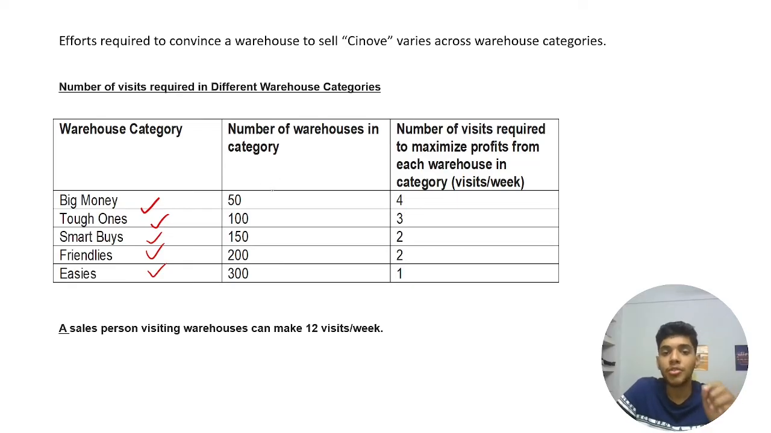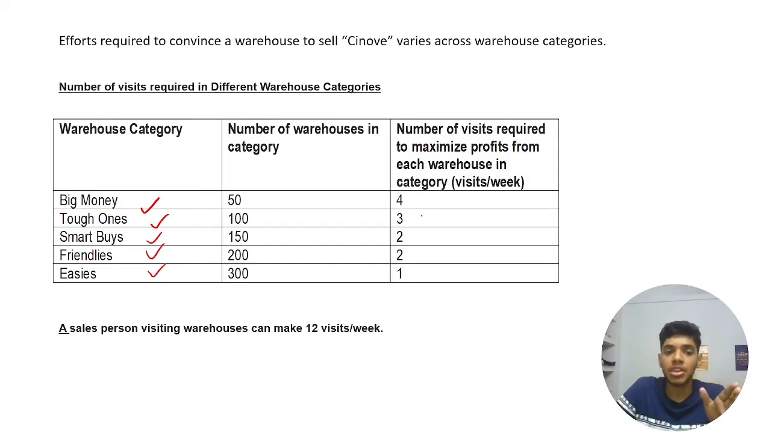So from this, we have to calculate how many widgets we need per week to convince each category first. So for big money, for each category, how do we find that? We have the number of warehouses in each category, and the number of widgets per week we need to convince them.